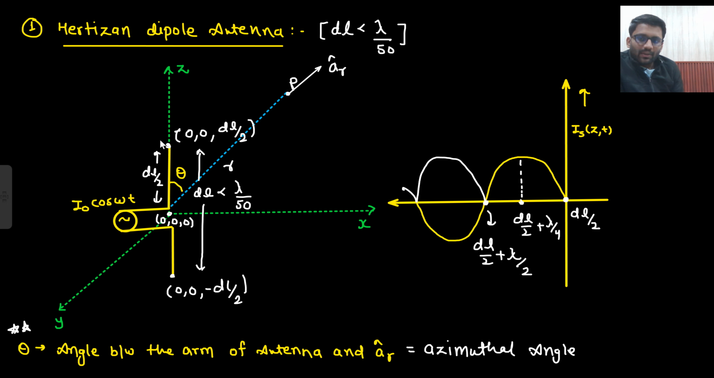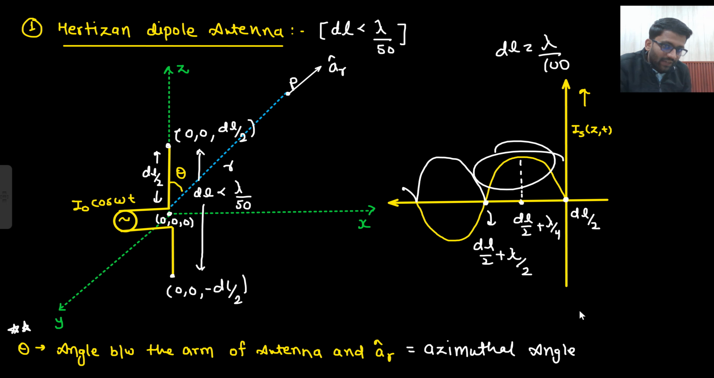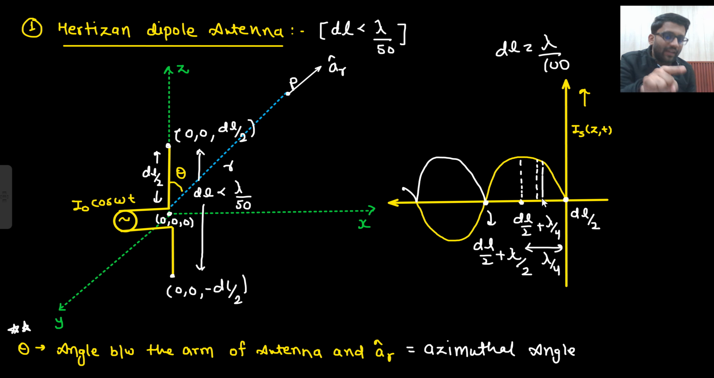Now this complete dl is less than lambda by 50. Let's say my dl is lambda by 100. Lambda by 100 is less than lambda by 50. So how much dl length will be there if you show it on this particular graph? It will be very small. This much distance is lambda by 4. I need to show lambda by 100 on this graph, and this length is lambda by 4, and lambda by 100 will be very small, no? Are you getting this point?